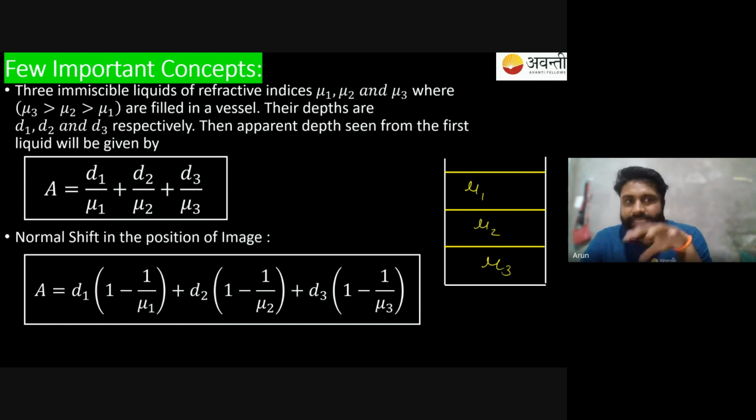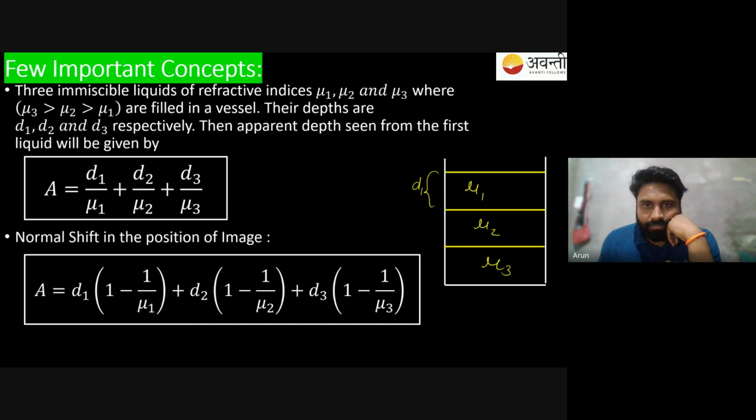Okay, so three immiscible liquids of refractive indices mu1, mu2, and mu3, where mu3 is greater than mu2 and mu2 is greater than mu1, are filled in a vessel, and their depths are d1, d2 and d3 respectively. Then the apparent depth seen from the first liquid will be given by the thickness of the first liquid, d1, d2 and d3.